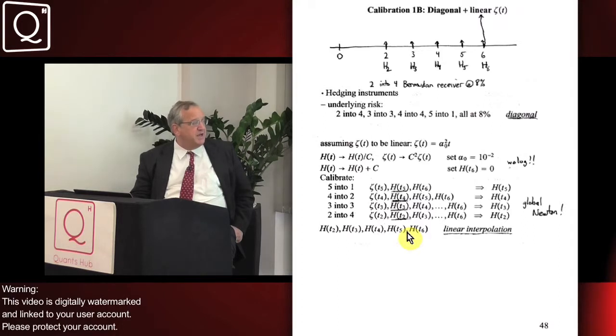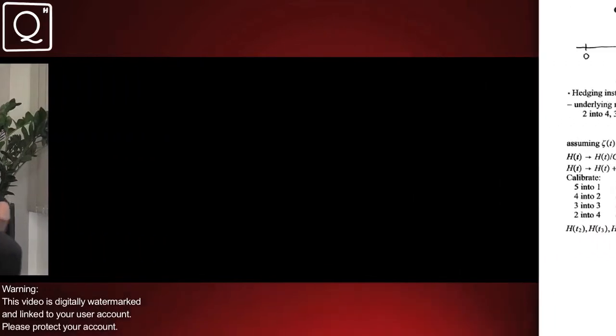Should you need to know h at any other values of t, use linear interpolation again. And what does that mean?